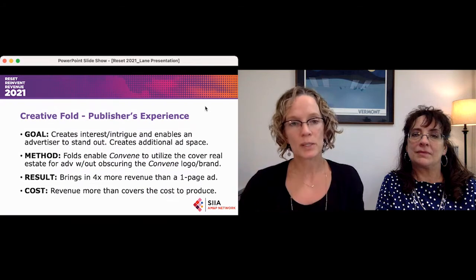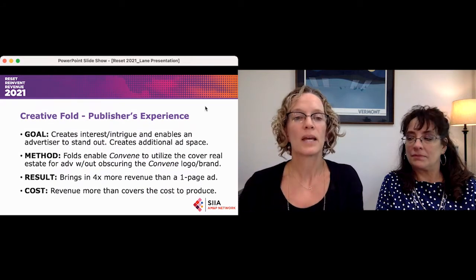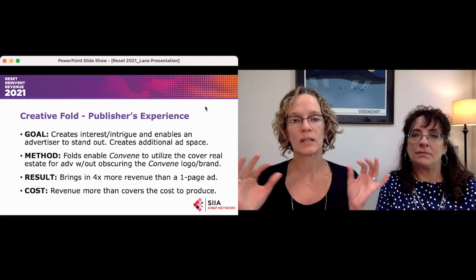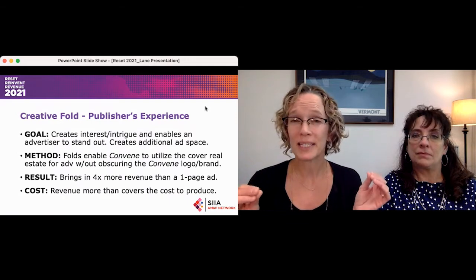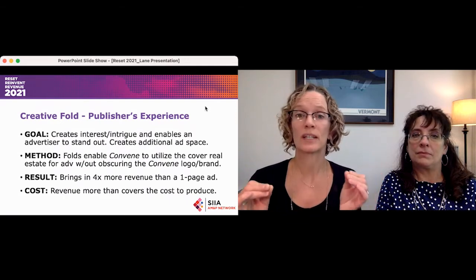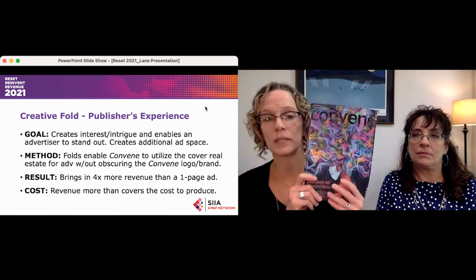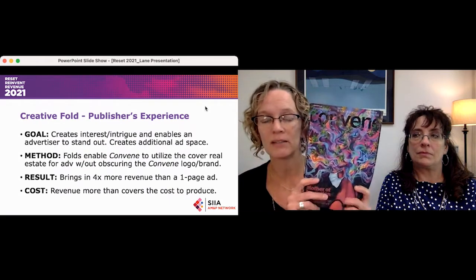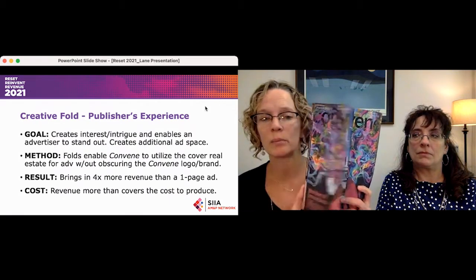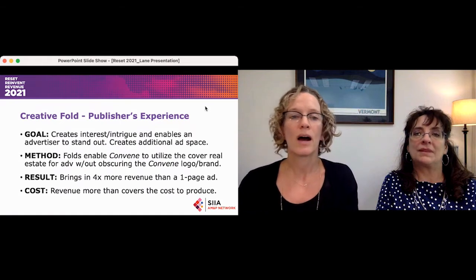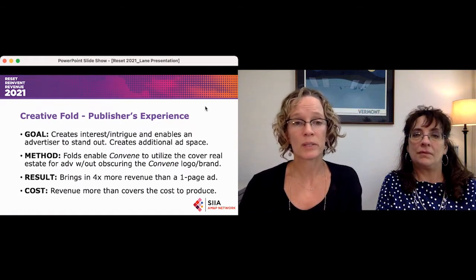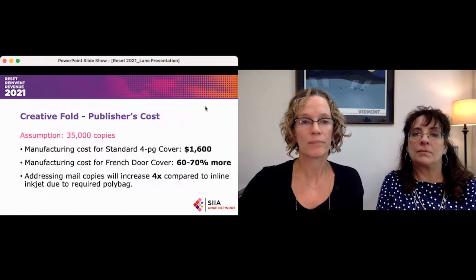The folds, and Convene does a lot of these, enable Convene to utilize the cover real estate for advertising without obscuring the Convene brand, because you can look at it and you see the masthead and you see everything about it, and it's only until you open it that you see the advertiser. For these guys, it brings in 4 times more revenue than a one-page ad, and the revenue more than covers the cost to produce. Let's talk about costs real quick.